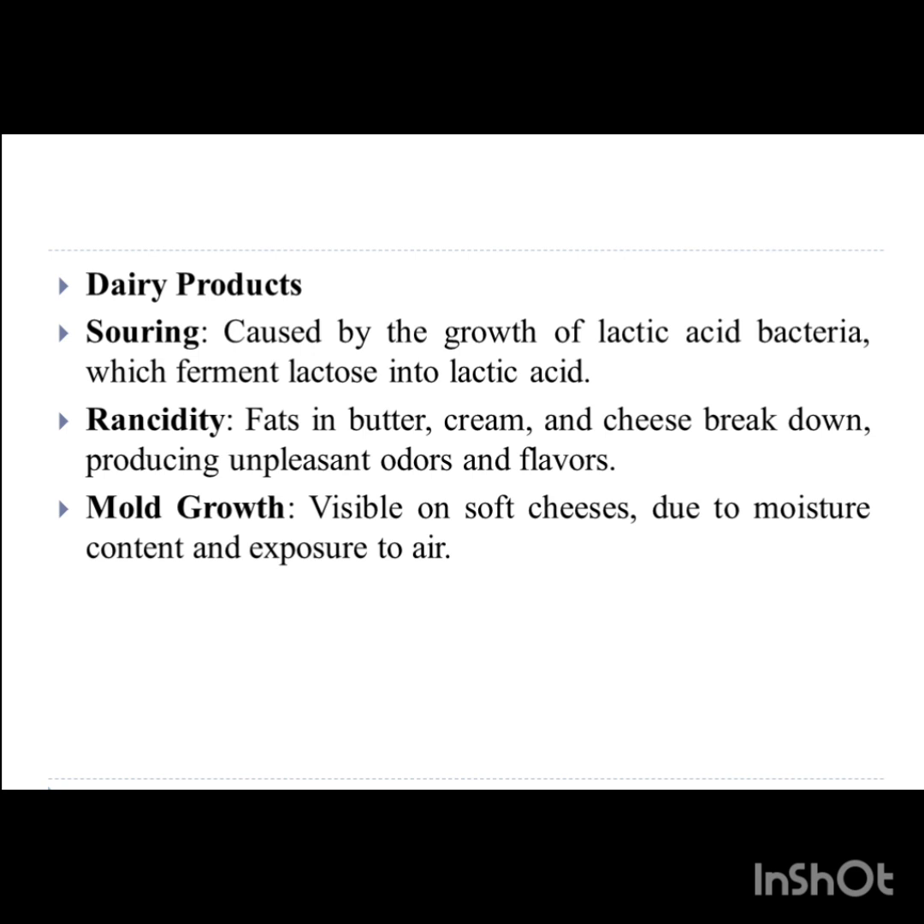Mold growth, we can see that in cheese or in butter, if there is growth of molds, that is the fungus growth. If the moisture content is increased, then the texture of the cheese or the butter changes. It becomes very soft. So these are the symptoms of dairy product spoilage.